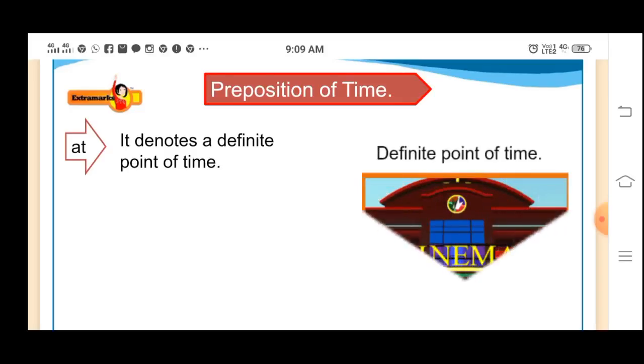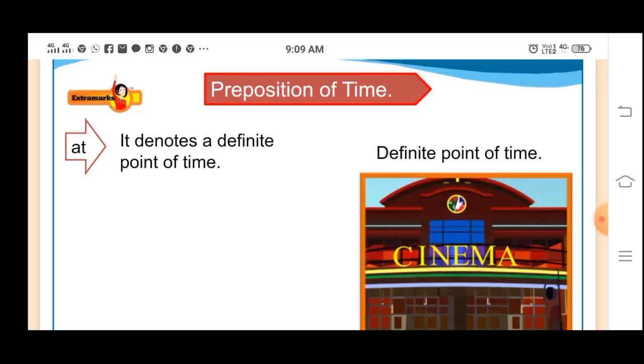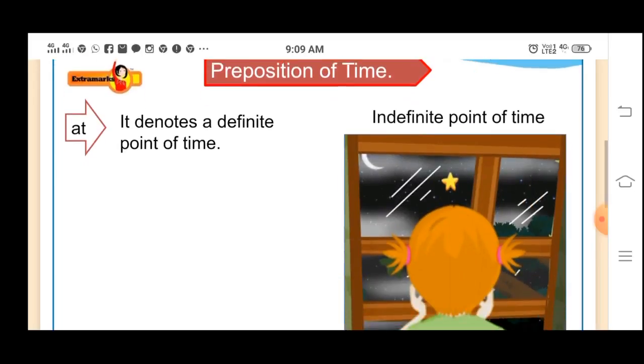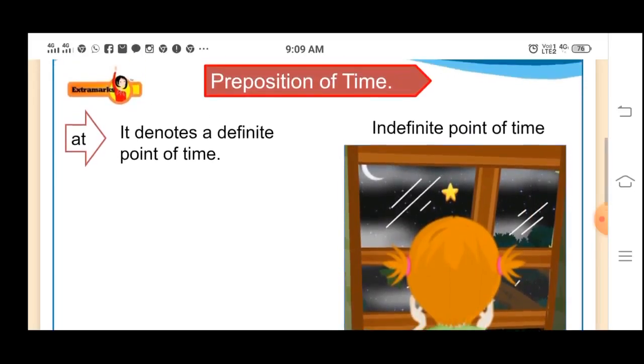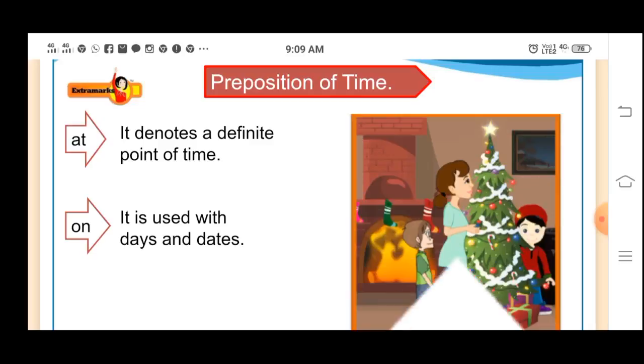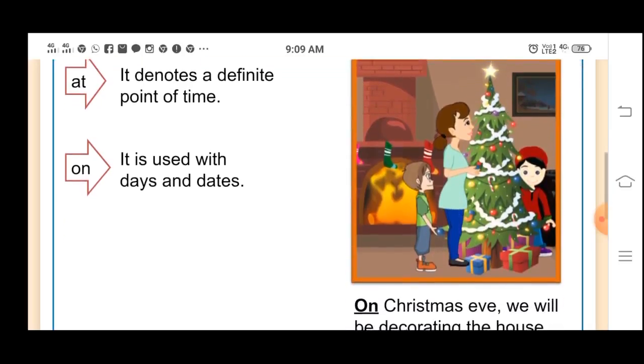For example, we will be watching a movie at 3 o'clock. Shows definite point of time. I can see the stars shine at night. Shows the indefinite point of time. On is used with days and dates. For example, on Christmas Eve, we will be decorating the house.